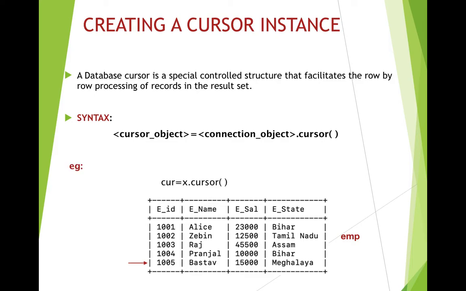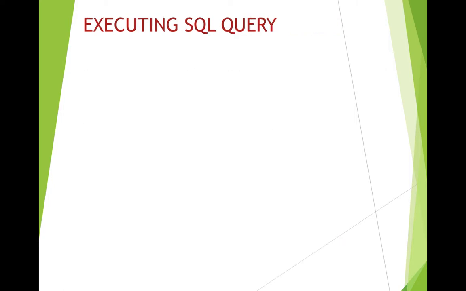Let's take an example. Let's say we give the variable name for the cursor object as CUR equals connection object dot cursor. In the previous class we took it as x dot cursor. X and CUR, both of these are variables. You can take any identifier as per your choice. It will be more clear when we go to the practicals. At first certain theory part is necessary. Next topic is executing SQL query.